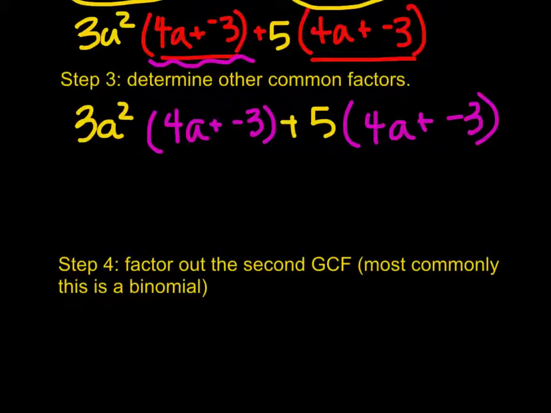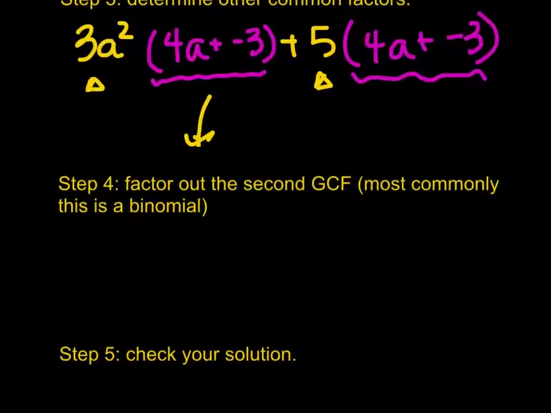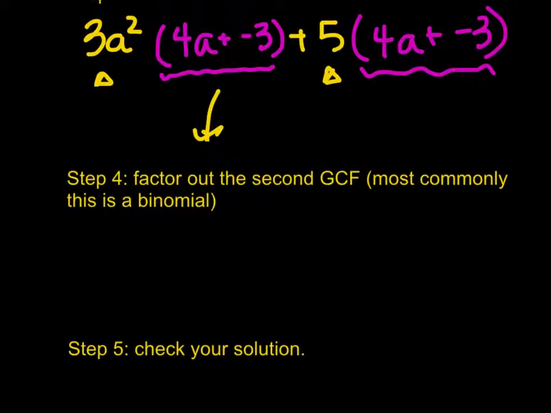So now we have determined the other common factor, 4a plus a negative 3, and they are being multiplied by two very different numbers, 3a squared and 5a. So now our job is to actually do step number 4. We need to factor out the second GCF, and as it says here, it's most commonly seen as a binomial.